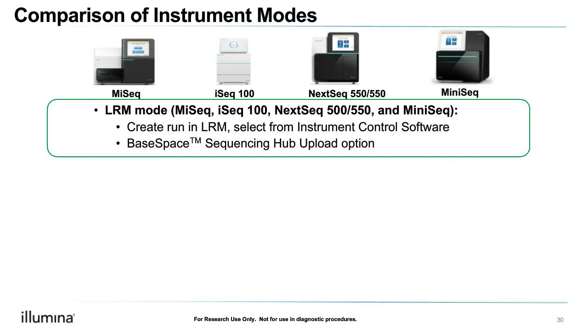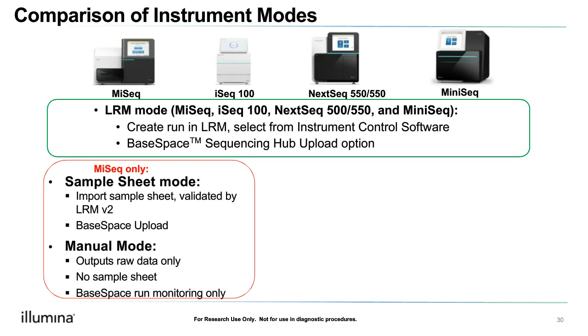For the MiSeq instrument, there are another 2 modes when you set up the run: sample sheet mode and manual mode. The sample sheet mode is similar to MiSeq control software version 2. You will need to import the sample sheet, and this sample sheet will be validated by Local Run Manager. You also have the option to upload to BaseSpace for the full upload. The manual mode in the MiSeq instrument will output the raw data only, so you don't need to provide the sample sheet. There is no secondary analysis. And for BaseSpace uploading, there's only the run monitoring option.